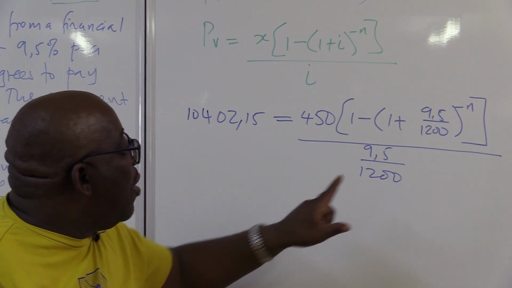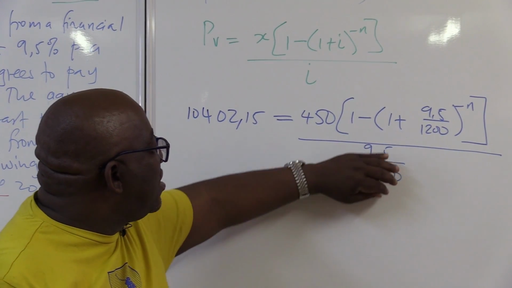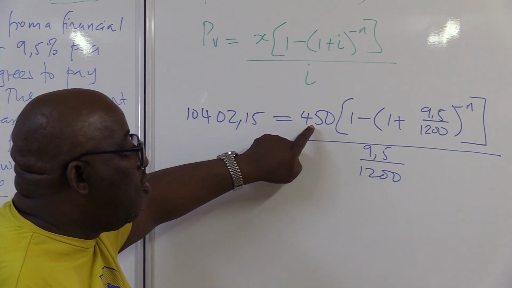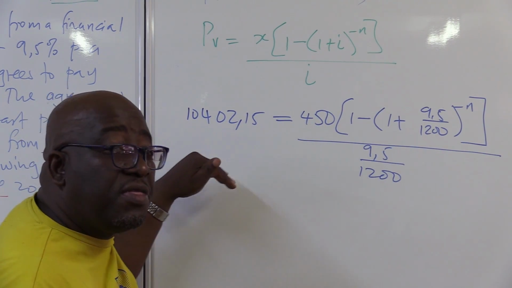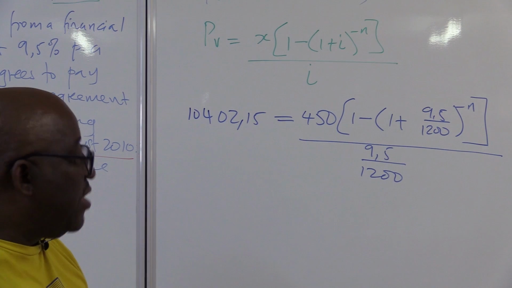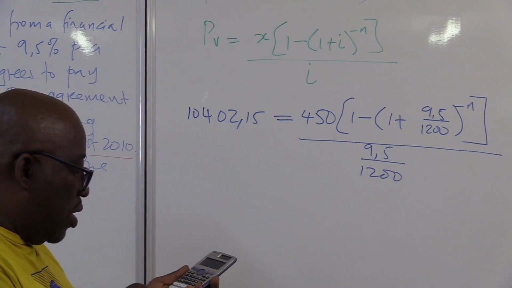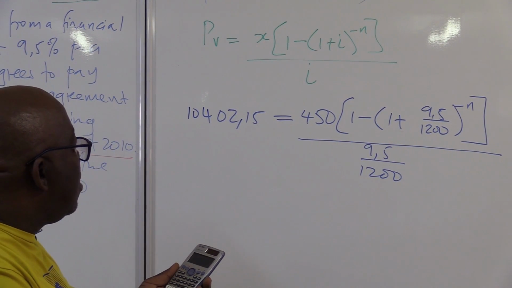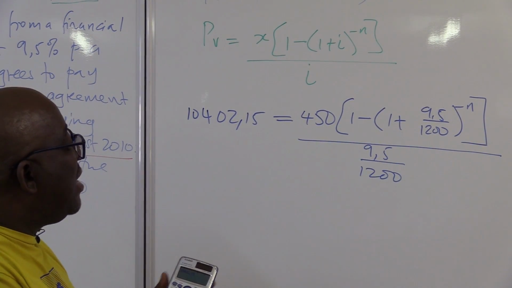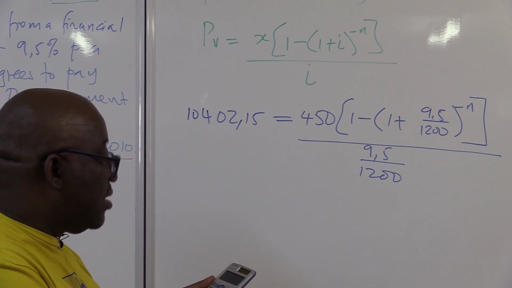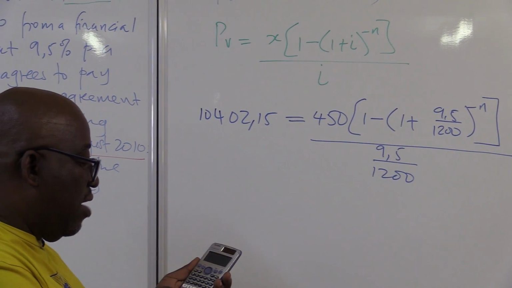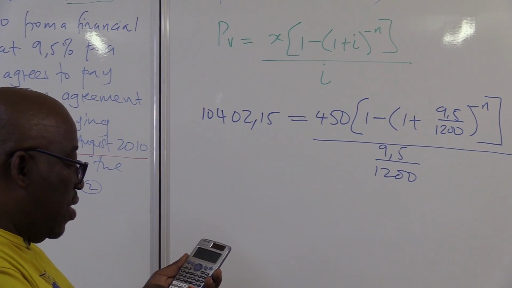I repeat, I want to be left with n that side. So this is the first one to remove by multiplying it this side. The next one to remove will be this 450 by dividing both sides. The next one will be taking this one that side. Let's do those first and see what happens. I've got this 10,402.15. I'm multiplying it by that one, so it's times fraction button 9.5, my denominator is 1,200.